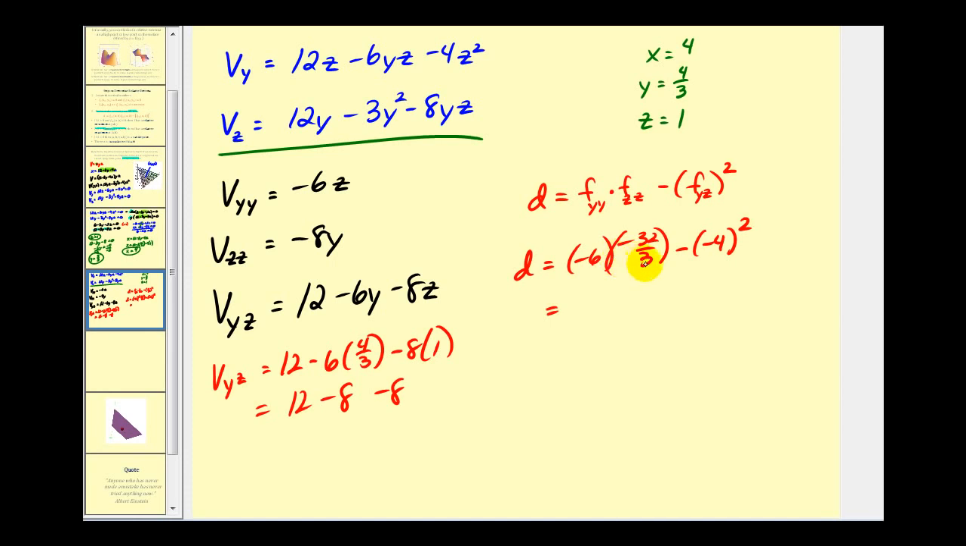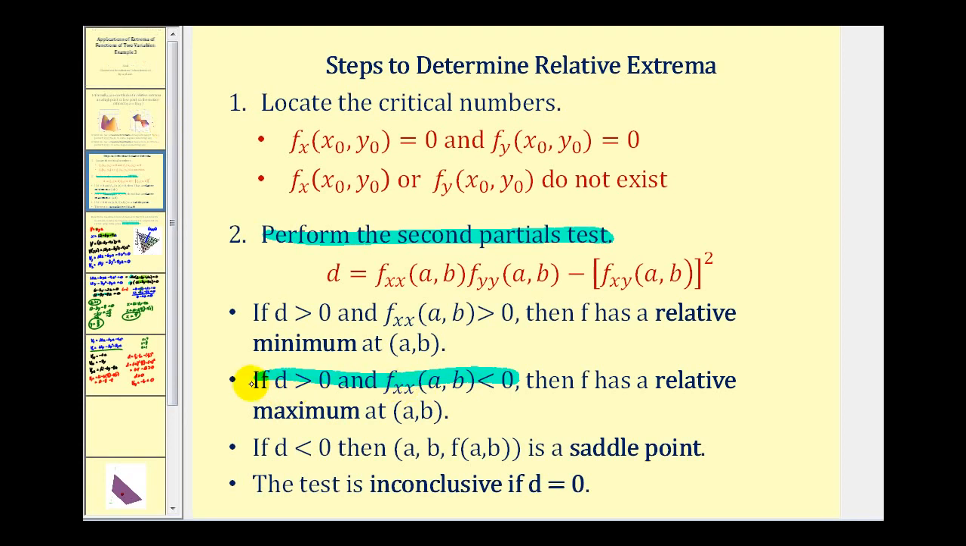This is going to end up being 64 minus 16, which obviously is greater than 0. So we have d is greater than 0. And the second order partial with respect to y, when z is 1, again is negative 6, which is less than 0. So d is greater than 0, and the second order partial is less than 0, which is what we were hoping for, meaning that those values for x, y, and z do maximize the volume.